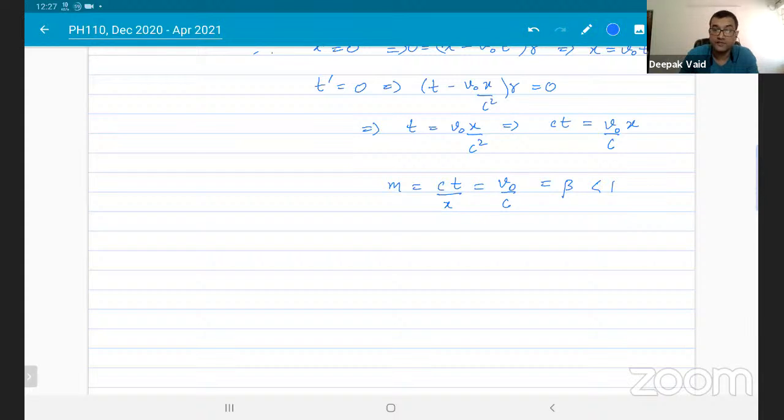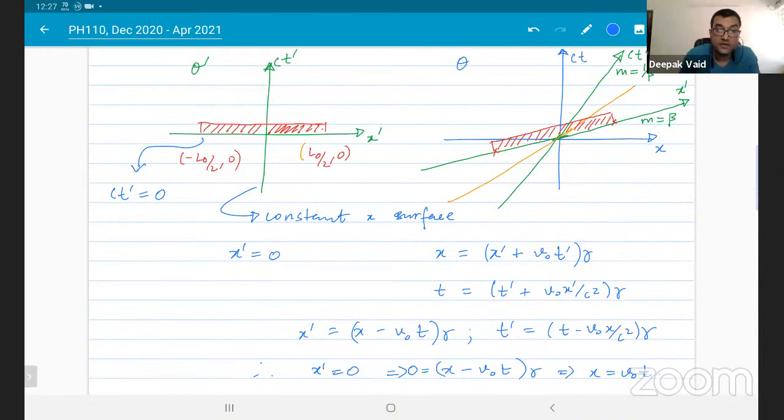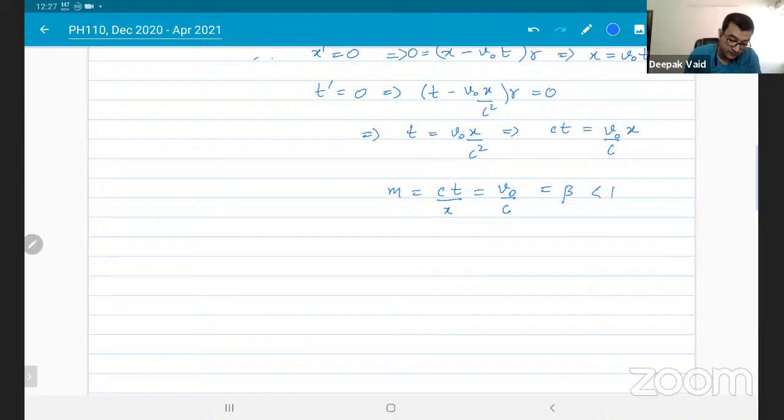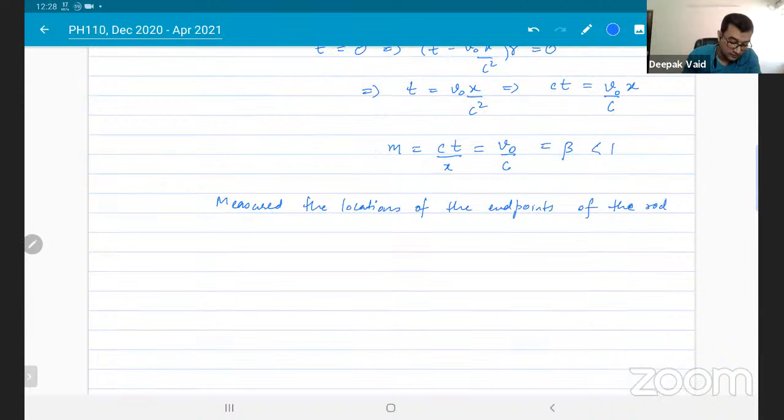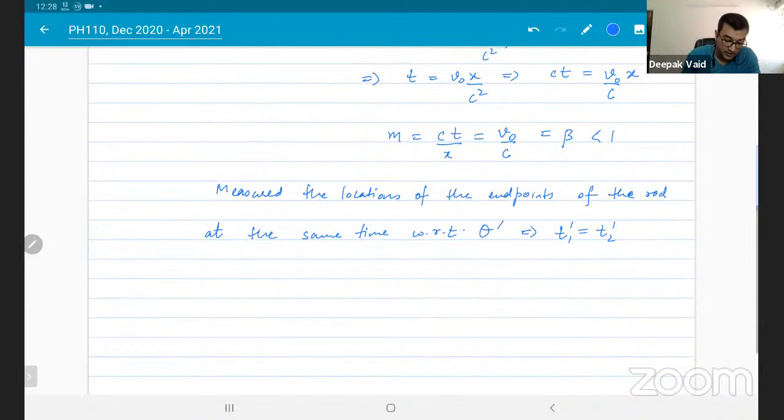Okay, so let's derive the length as seen by O. So how did we determine the length as seen by O prime? We measured the locations of the endpoints of the rod at the same time with respect to O prime, right? So that means T1 prime is equal to T2 prime, right?